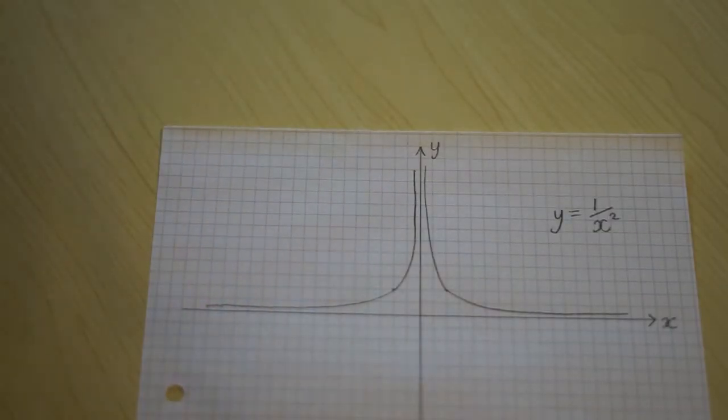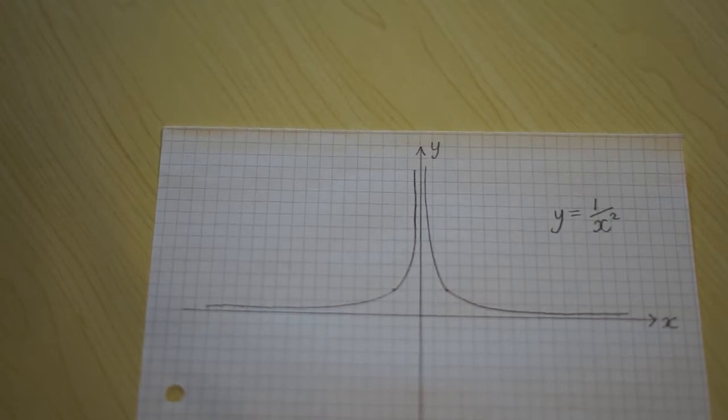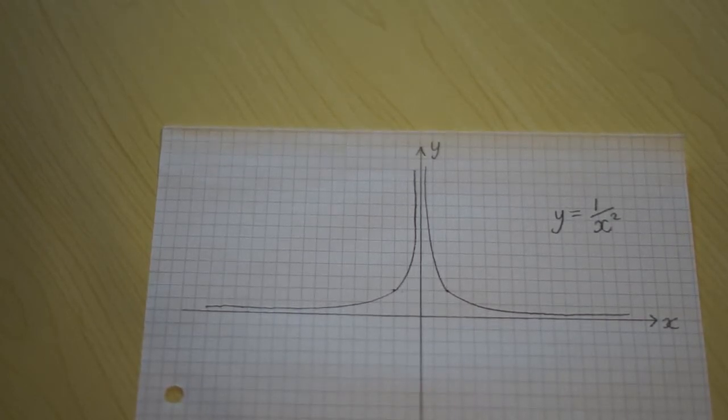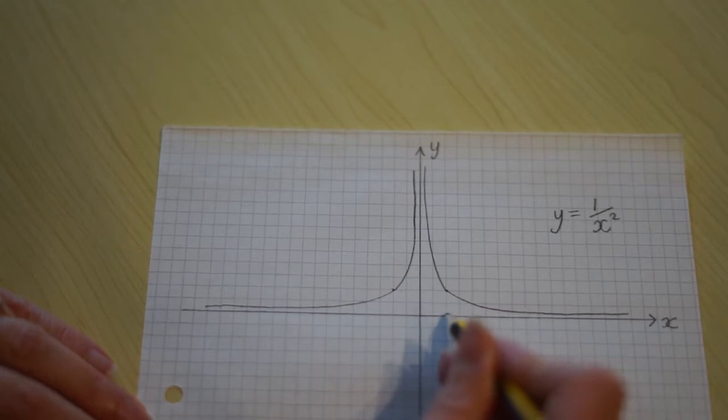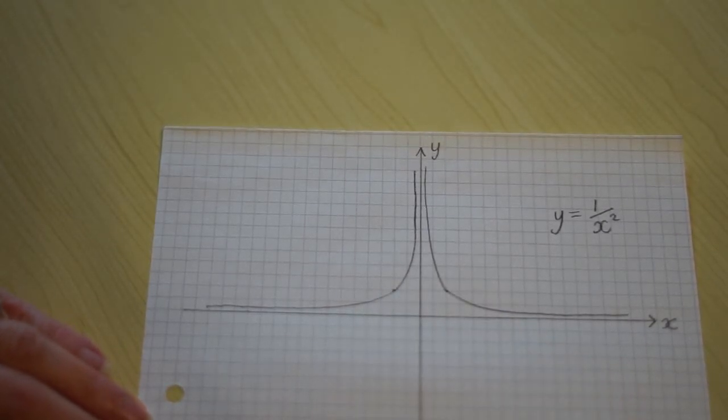The other type of reciprocal graph that you might be asked to produce is y equals 1 over x squared. So the features of this graph are connected to y equals 1 over x, but you are never dividing by a negative number because of the squaring on the denominator. So the graph looks like this and goes through 1, 1 and -1, 1.